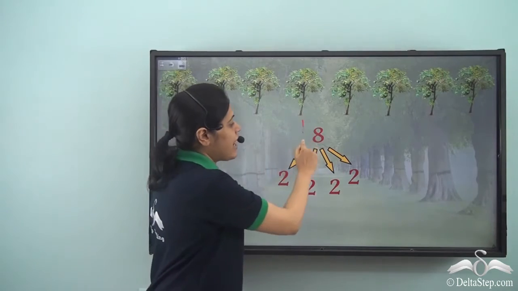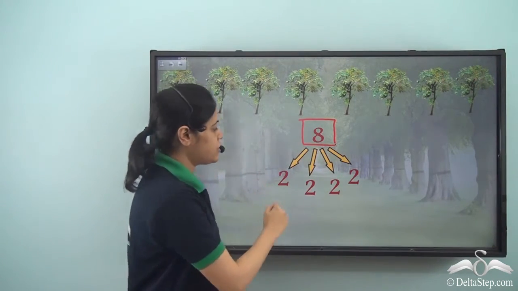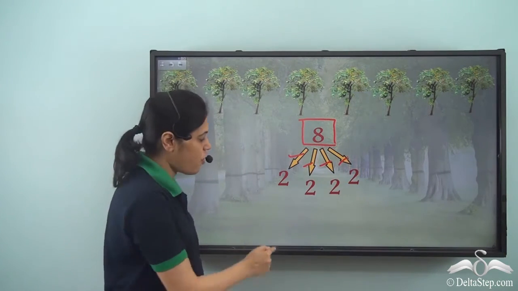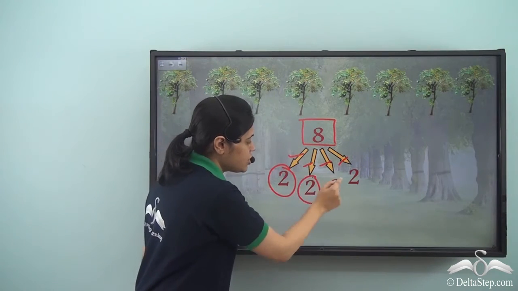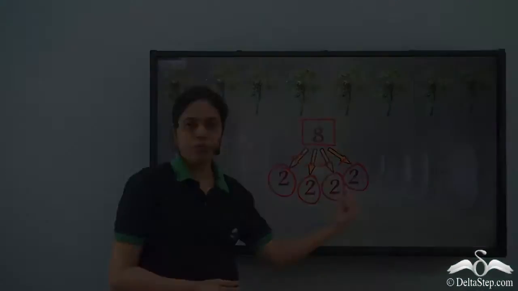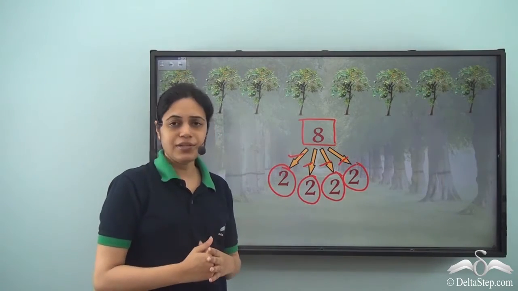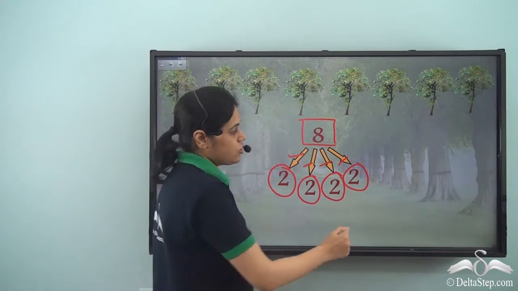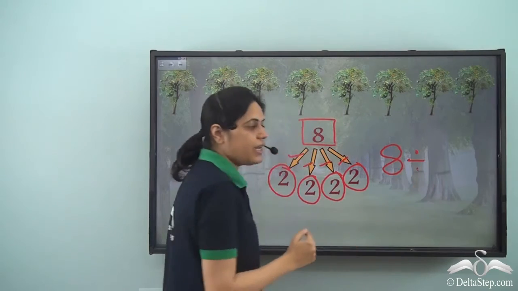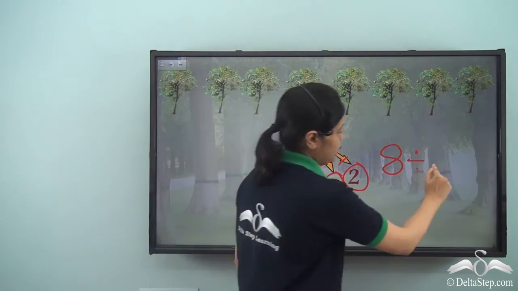So we have 8 trees. From these 8 trees, there were 1, 2, 3, 4 groups formed of 2 trees each. So taking 2 trees in each group, we were able to form 4 groups. So how can we write it? Using the division sign. So 8 and we divided by 2 because we are repeatedly subtracting 2.